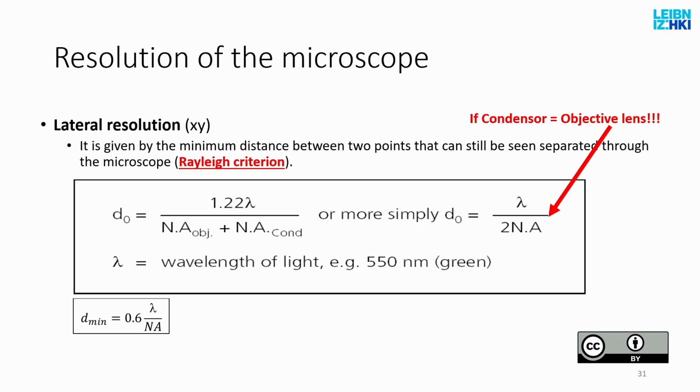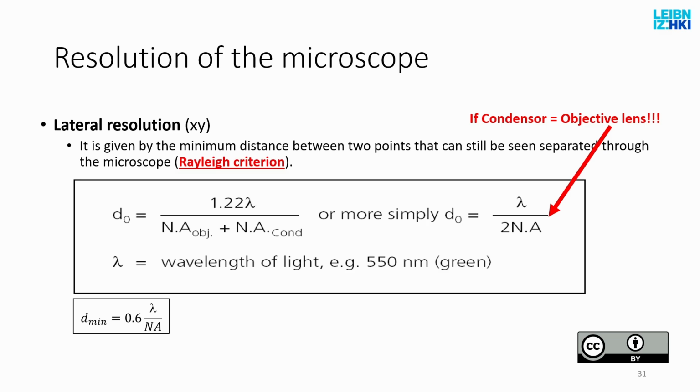This is called the Rayleigh criterion. It basically means that the resolution is directly proportional to the wavelength of the light. What does this mean? It means that blue light, which has a shorter wavelength, has the potential for a higher resolution, a better resolution than red light. And that's very important when you design your experiment, for example.